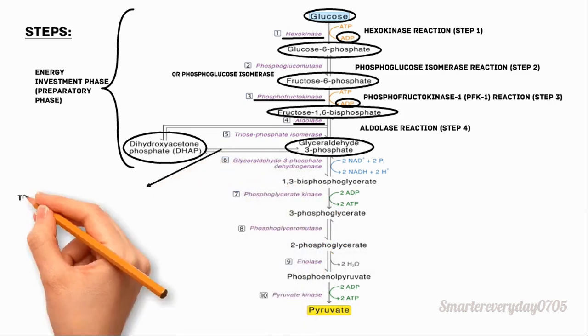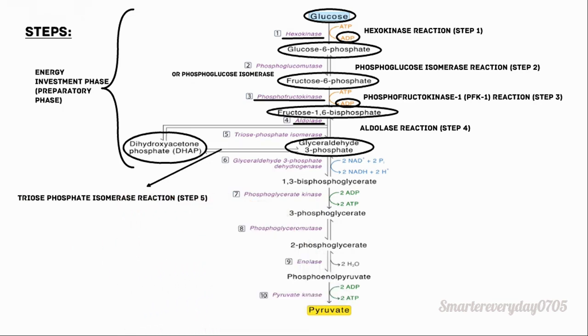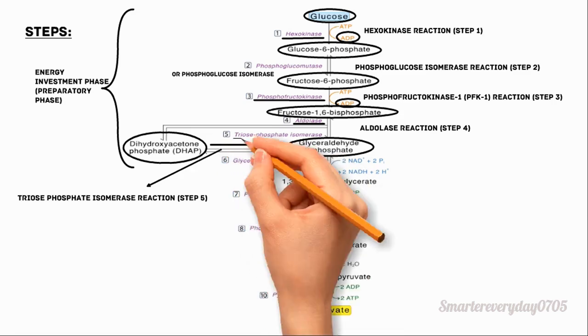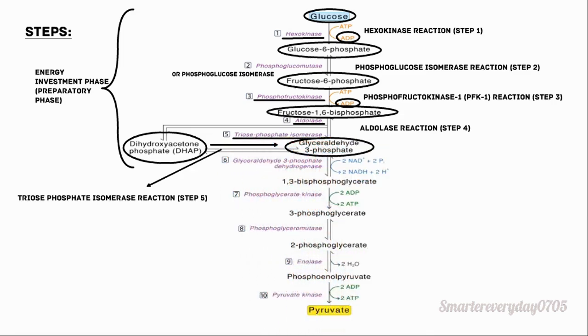Step 5. Triose phosphate isomerase reaction. Here, dihydroxyacetone phosphate is converted to glyceraldehyde 3-phosphate. Triose phosphate isomerase is the enzyme helping for this. Due to the conversion of DHAP to G3P, there are two molecules of G3P available to continue in the pathway.